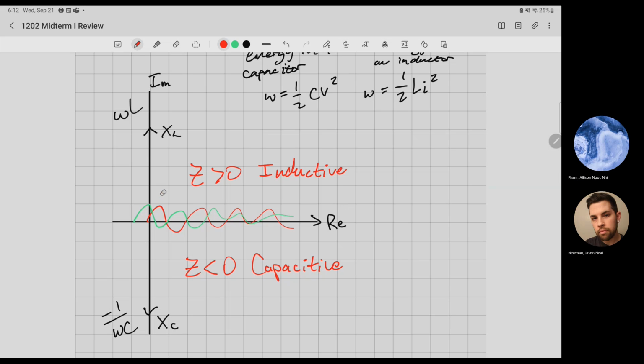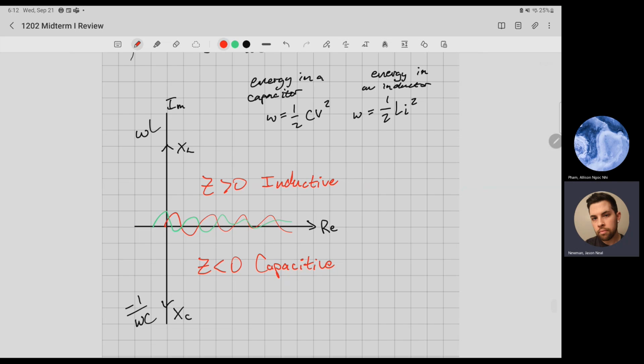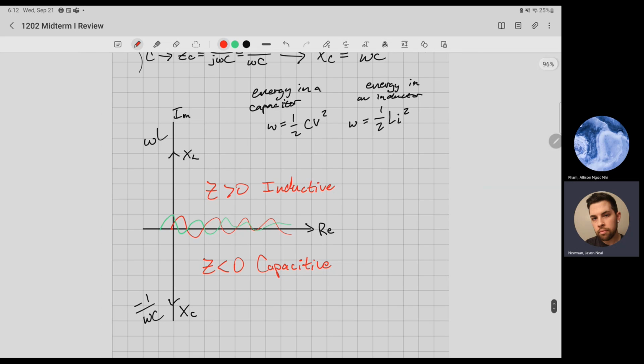But let me just explain this part real quick. If you have a Z that is greater than 0, you're going to have a more inductive circuit. And if you have a Z that's less than 0, you're going to have a more capacitive circuit. That's based on you having more of one type of energy storage in your circuit, either a more magnetic energy storage or a more electric energy storage.